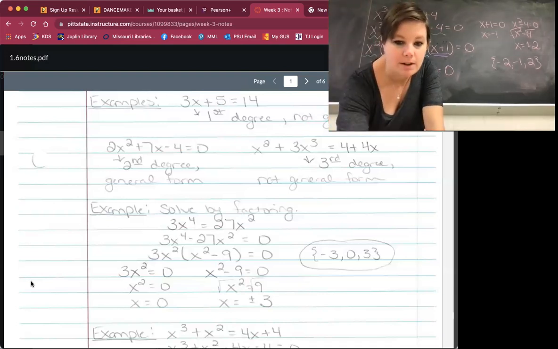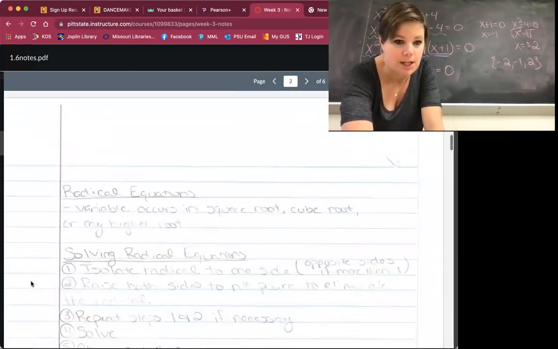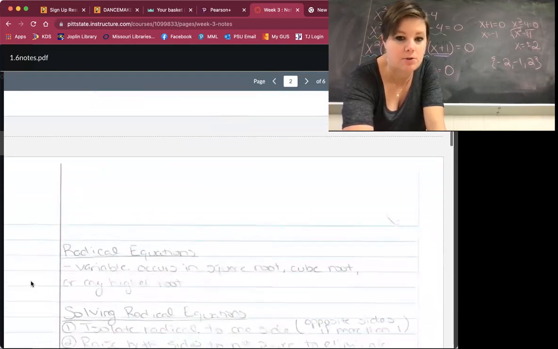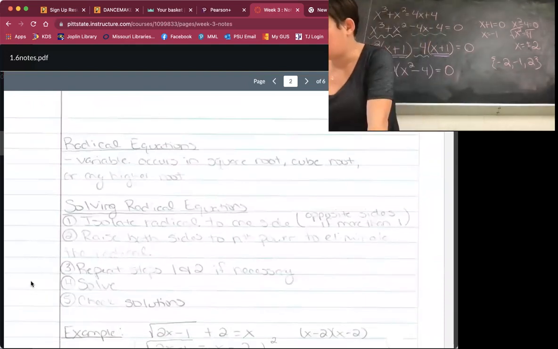Remember, if I go too fast at any point, you can always pause the video and go back and look through my notes as well, or rewind the video. So those are polynomial equations.